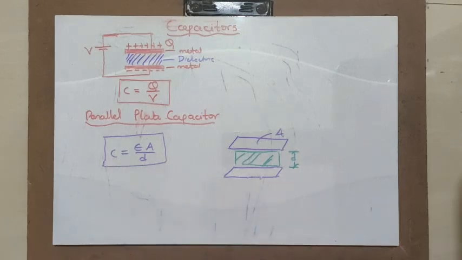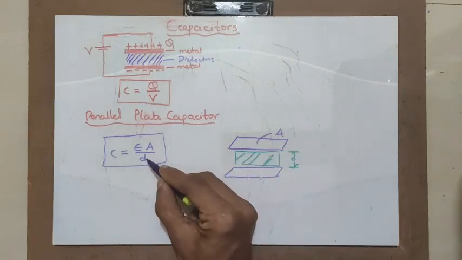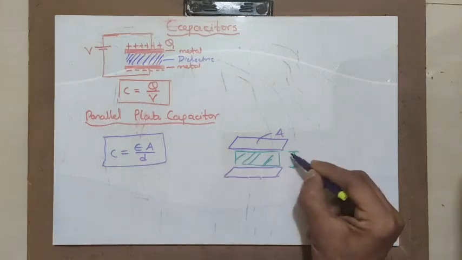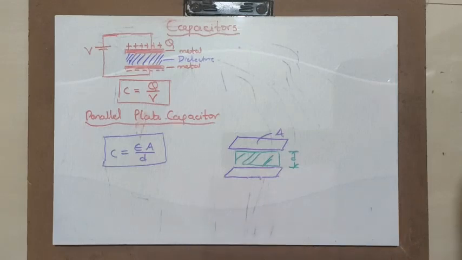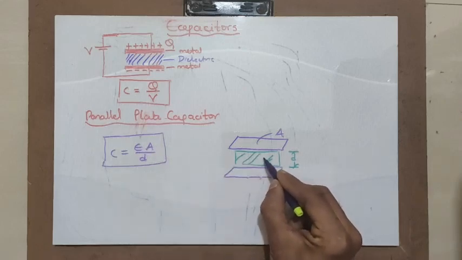Obviously, please note that the capacitance of a structure can be increased by increasing the area, or decreasing the thickness of the insulator, or increasing the permittivity of the insulating material.